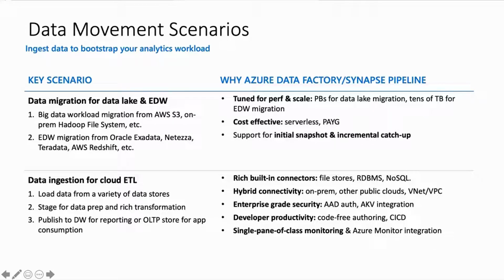from Amazon S3 or on-prem Hadoop file system, Hortonworks, and so on. And EDW is basically a migration from Oracle Exadata or Teradata or AWS Redshift. So those are the two scenarios, the key scenarios that we are talking about. And why is Azure Data Factory or Synapse Pipelines useful over there is because it helps you tune the perf and scale when you're loading this. So you can get hundreds of TBs of data into your EDW when you're migrating using Data Factory.